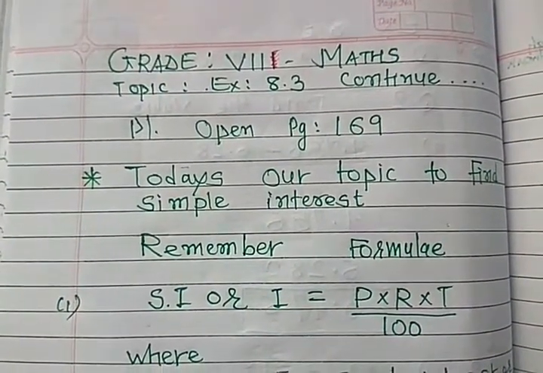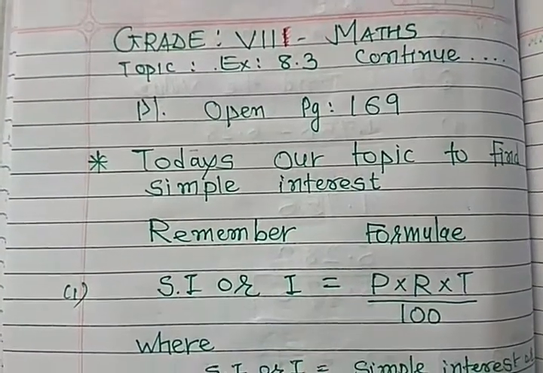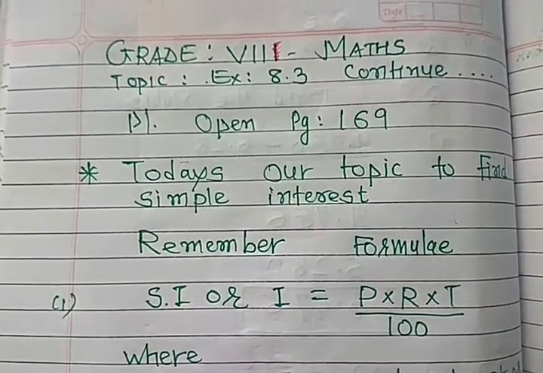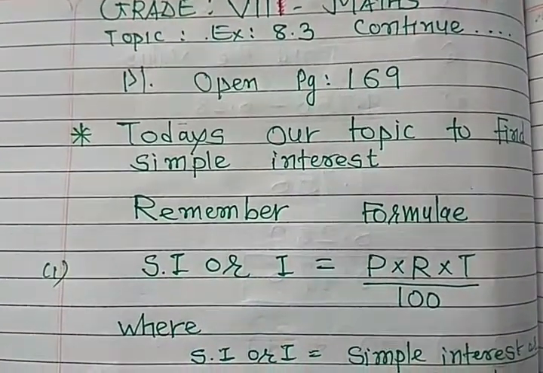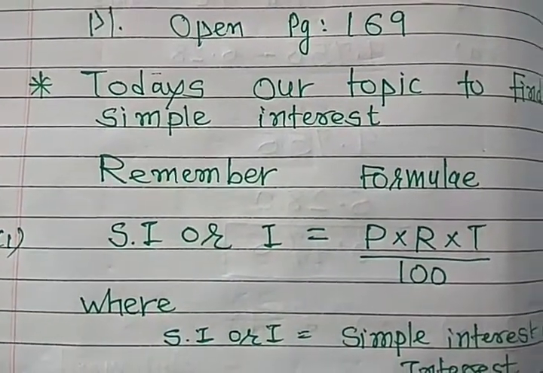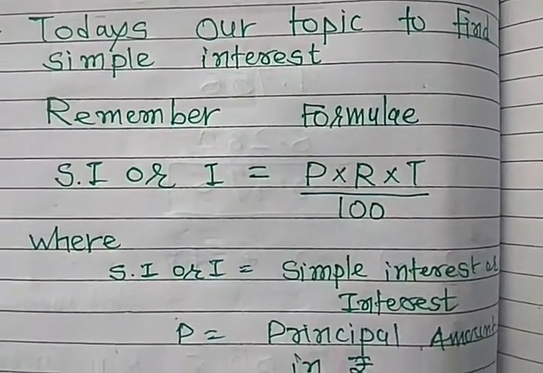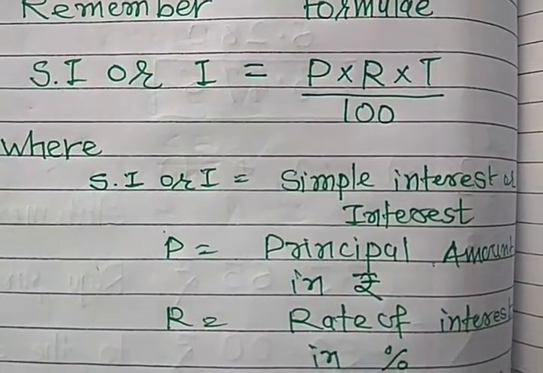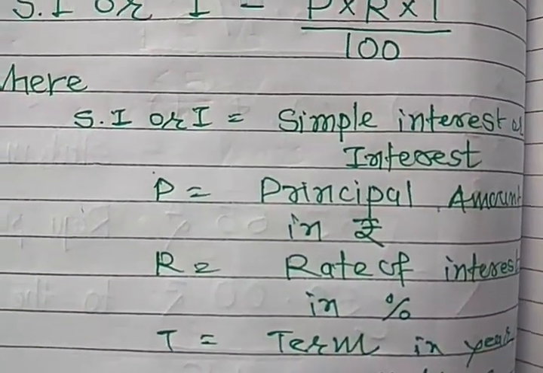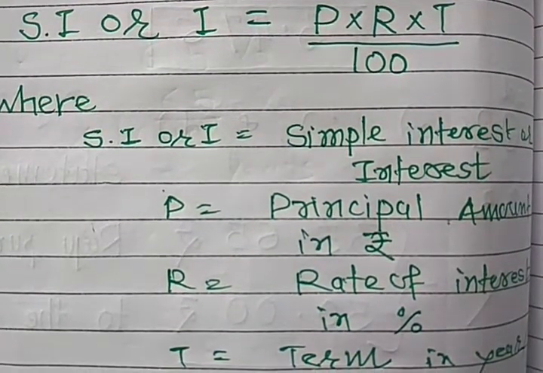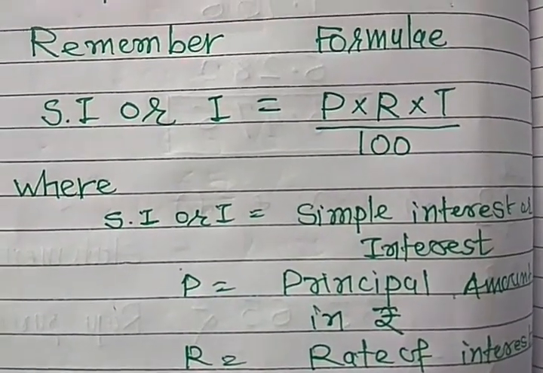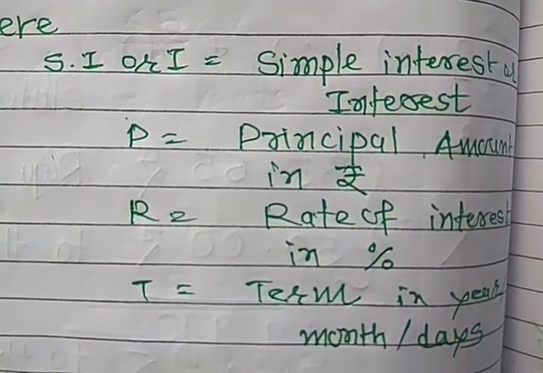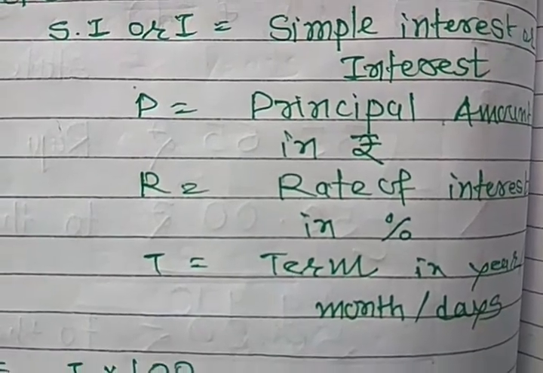Students, we have to first write down the simple interest formula. You remember this formula: simple interest I is equal to PRT upon 100. Here I is simple interest, P is the principal amount, R is the rate of interest which is counted in percentage, and T is the term, whether it is counted in years, months or days. Okay.